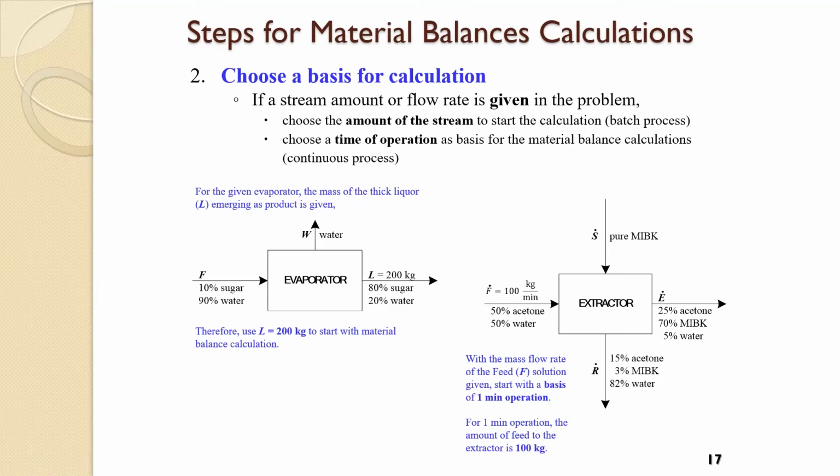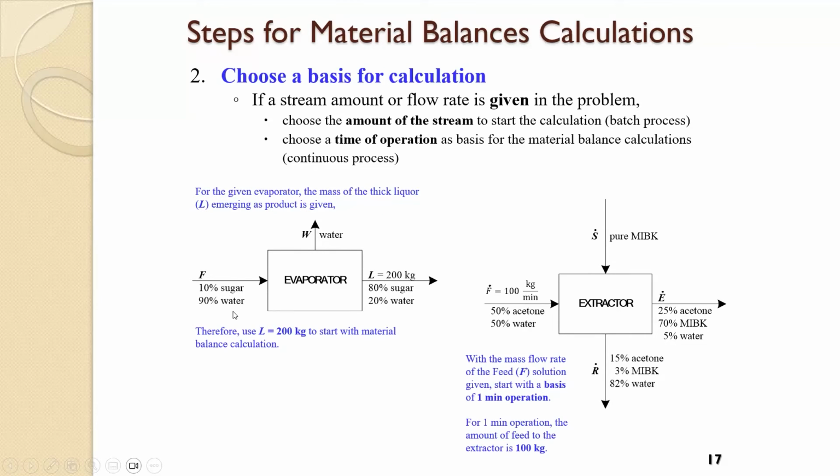So after we have drawn everything, we have to select a basis for our calculations. So if a stream amount or flow rate is given in the problem, choose the amount of the stream to start the calculation for a batch process, or choose a time of operation as basis for the material balance calculations for continuous. So for example, in here, for the given evaporator, the mass of the thick liquor L emerging as product is given. So here, the evaporator, you have the feed, you have the water evaporating, and L as the liquor.